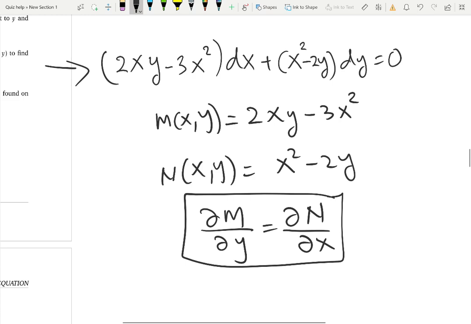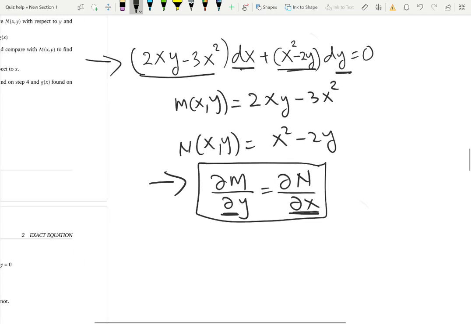Now this is something that you should remember. How can you remember that? There's a shortcut, an easy way. How would you identify M? M is what is in front of dx, so in the test you take the partial derivative with respect to y, the opposite. N is what is in front of dy, so you take the partial derivative with respect to x. So that's an easy way to remember it. If you know how to identify M and N, you can easily recall the test.